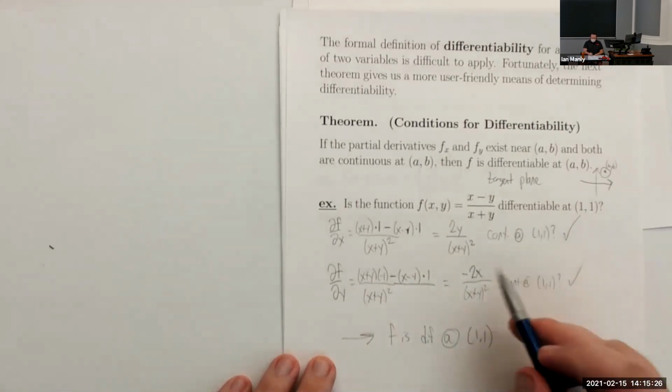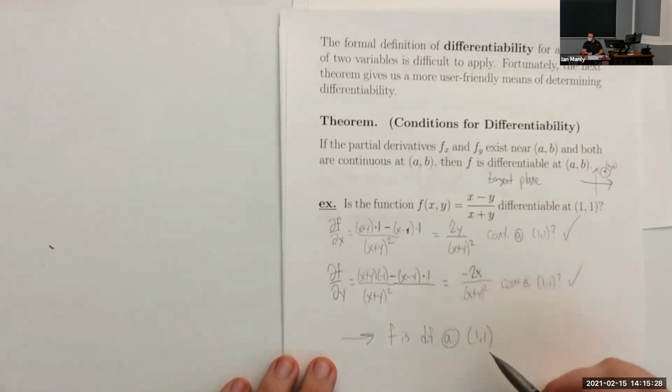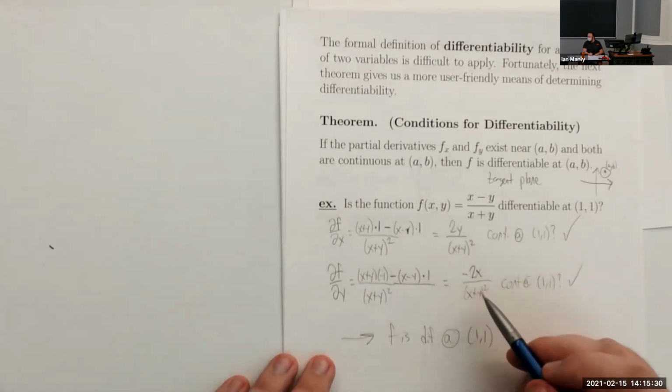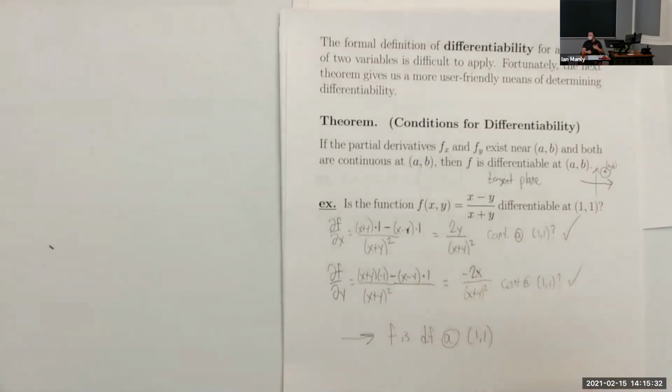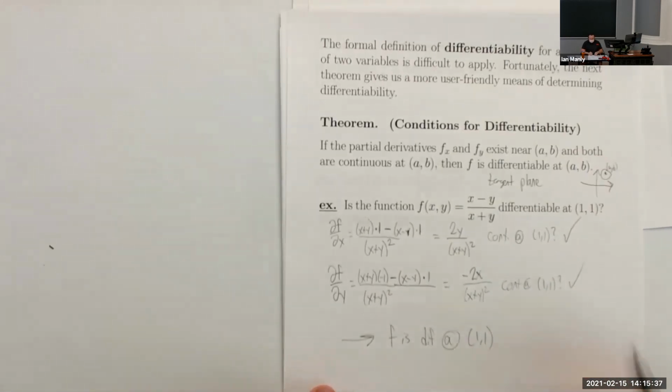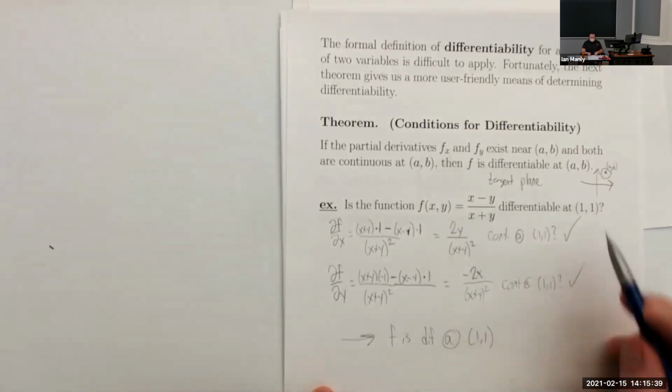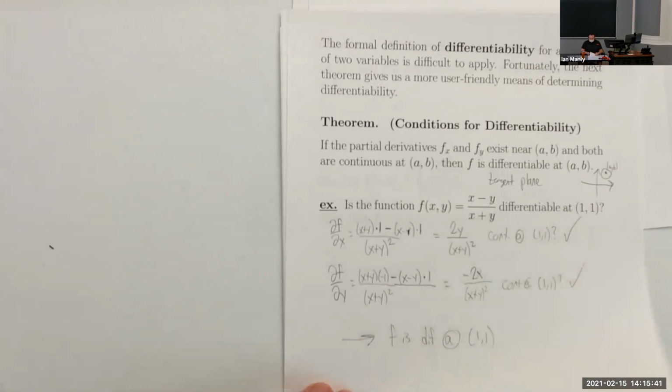And essentially, we would be able to repeat this for any point that doesn't make the denominator be 0 here. If it makes the denominator be 0, then we might have an issue with continuity of our partial. But we know we could find a tangent plane at the point 1, 1 if we wanted to.